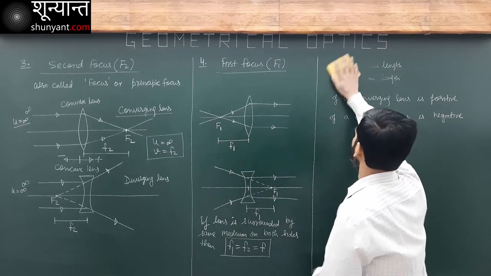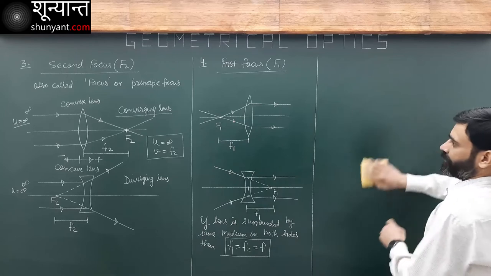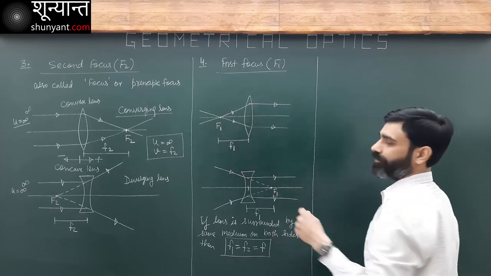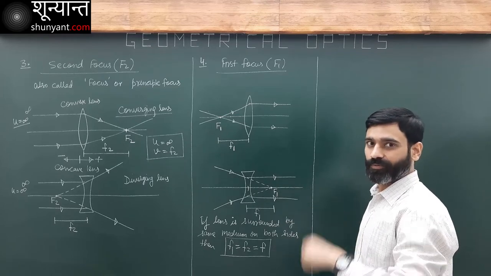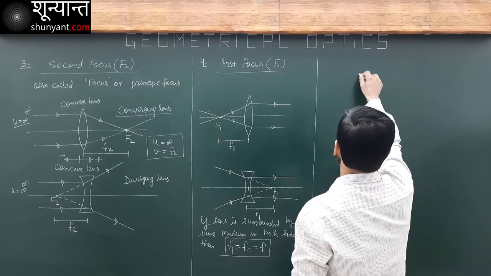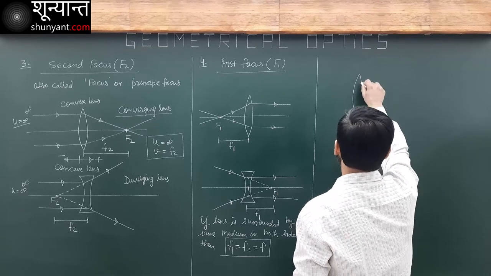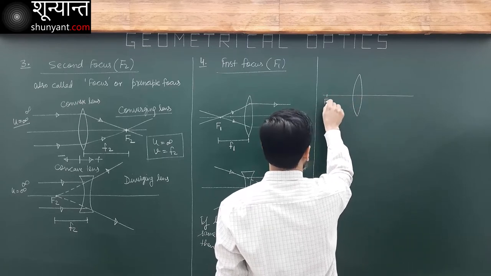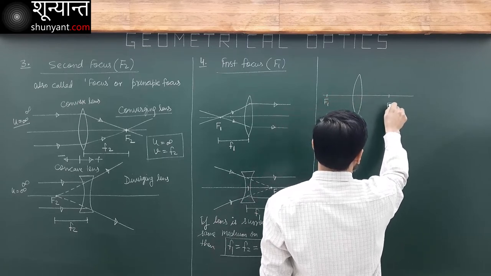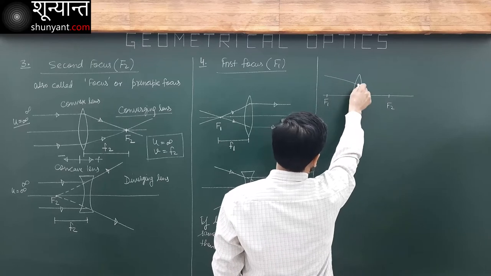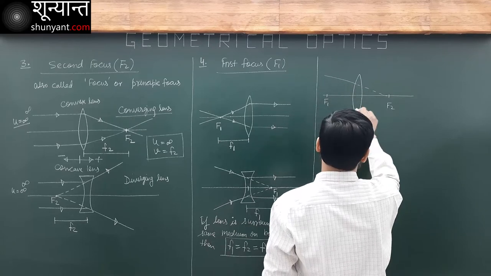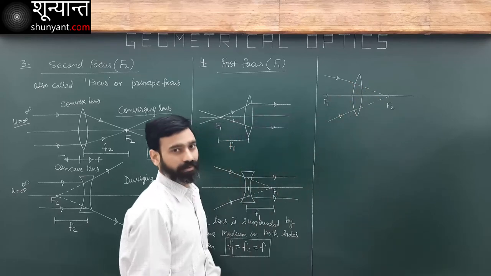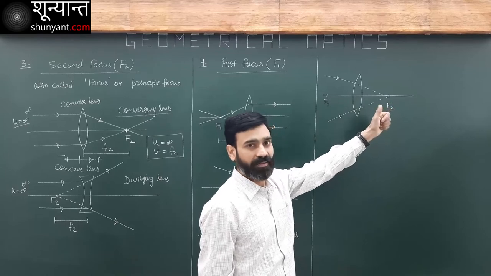Let's come back here. Second focus and first focus. Light passing through first focus becomes parallel. What if light passes through second focus? Let's say I have a case like this. This is F1 here and this is F2 here. What will happen if a light ray appears to be heading towards F2?